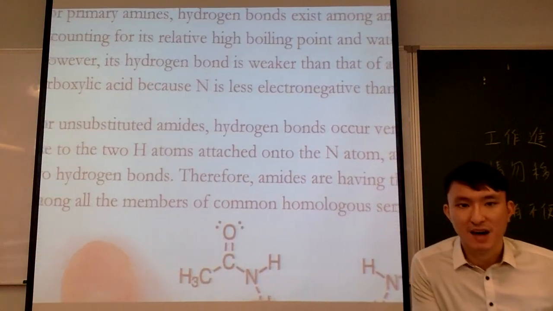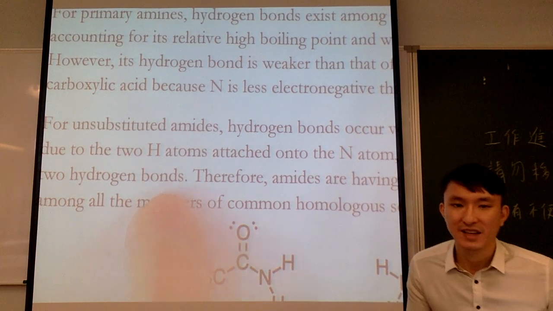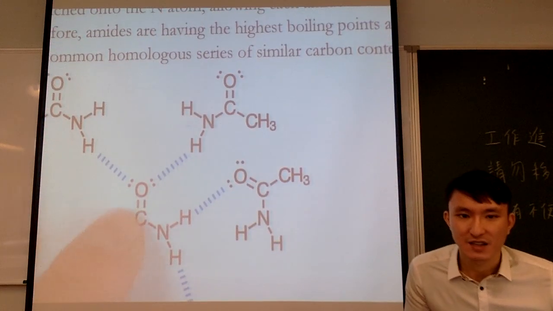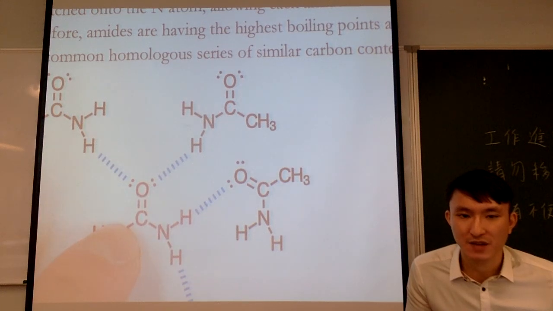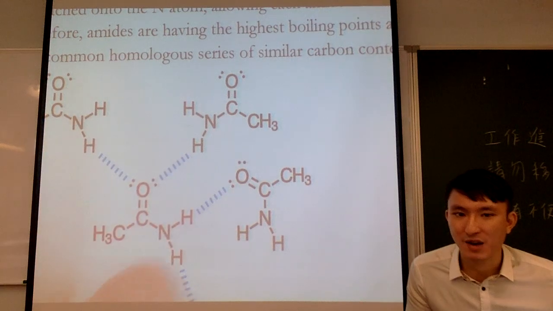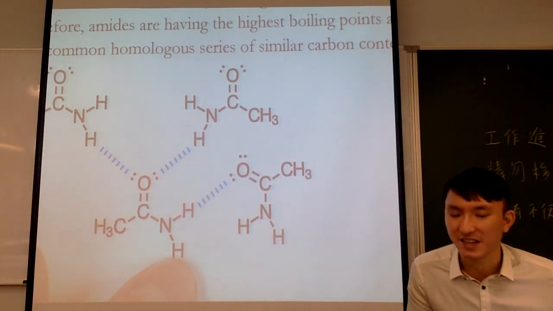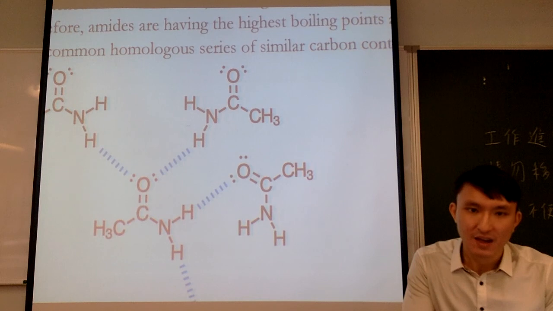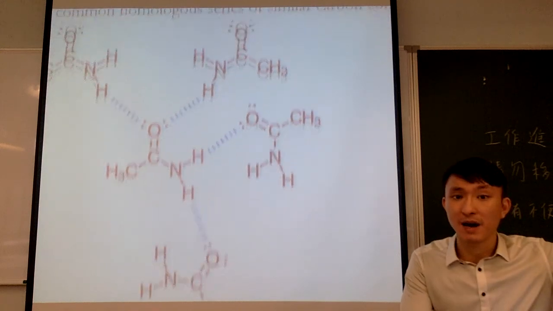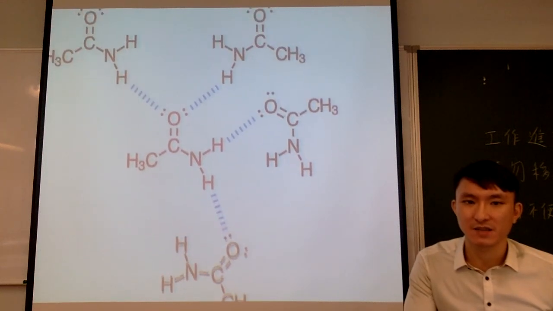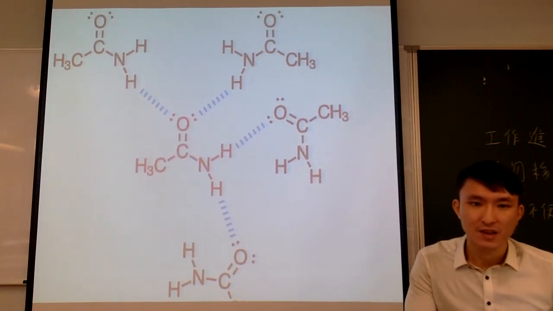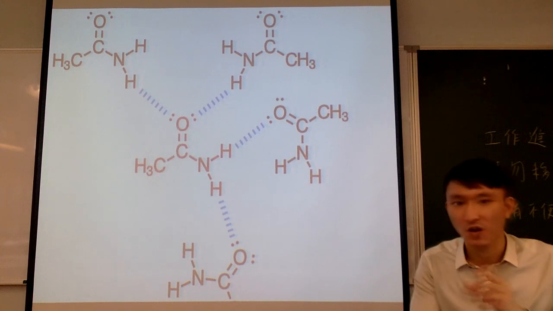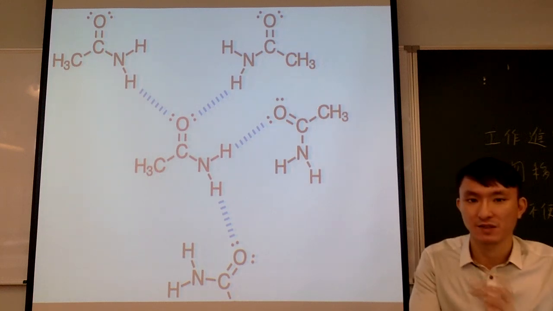Okay, for unsubstituted amide or N-substituted amide, they can form hydrogen bonds between themselves. And the hydrogen bonding is very extensive because not only can the oxygen atom from the carbonyl carbon form hydrogen bonds with other amides, but also the nitrogen here with two hydrogen atoms can be used to form hydrogen bonds with other amide molecules. So in fact, among all the homologous series that we have learned, amide can form the most extensive hydrogen bonding between molecules. Therefore, amide has the highest boiling point among all the homologous series that we have learned. Of course, we are comparing compounds with a similar number of carbons.